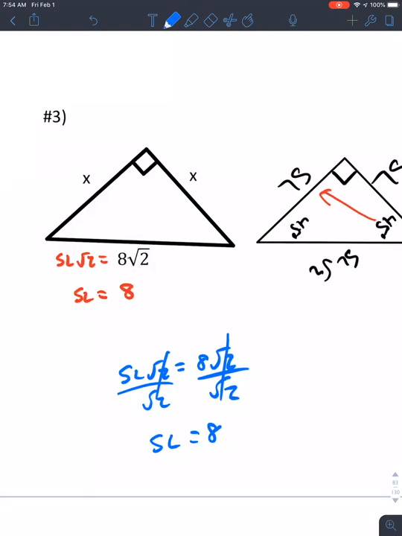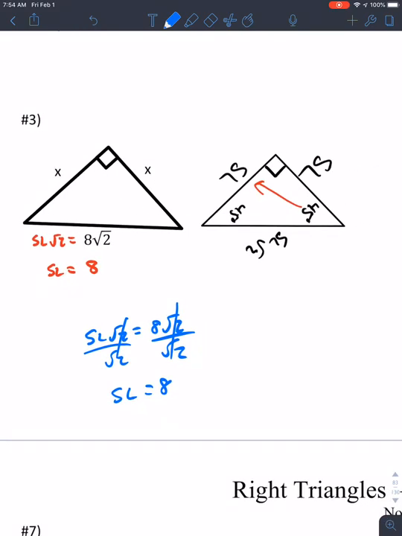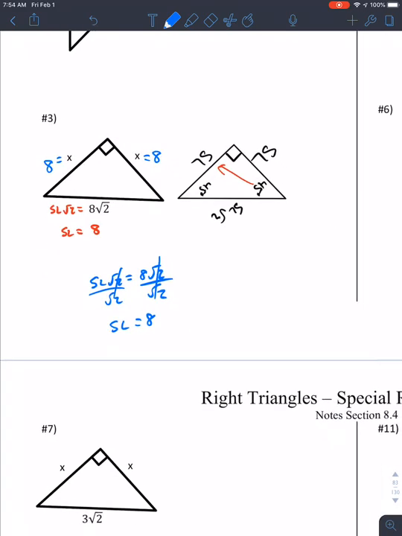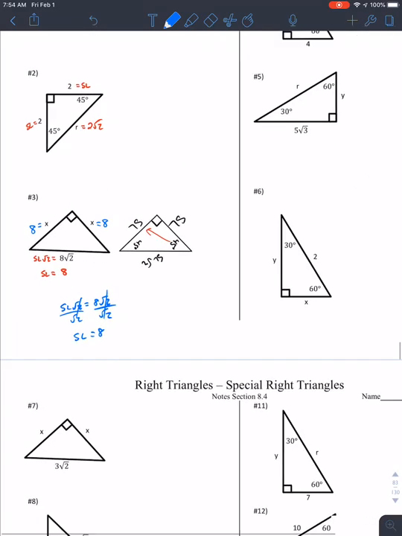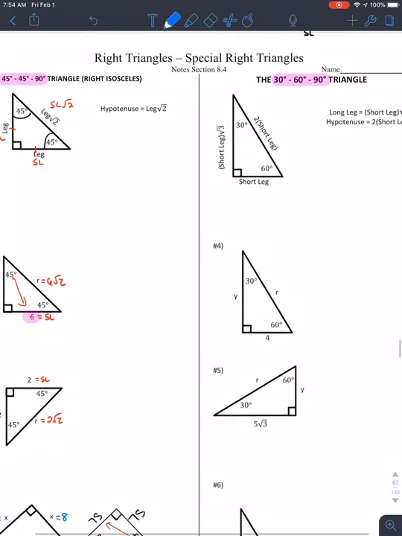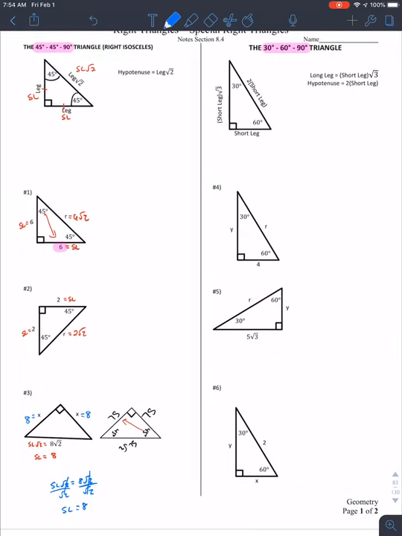Once you know what the short leg is, the rest of this should be easy. These are both short legs. In fact, once again, in a 45-45-90, the two legs are always the same length. So there are 3 examples of 45-45-90s.